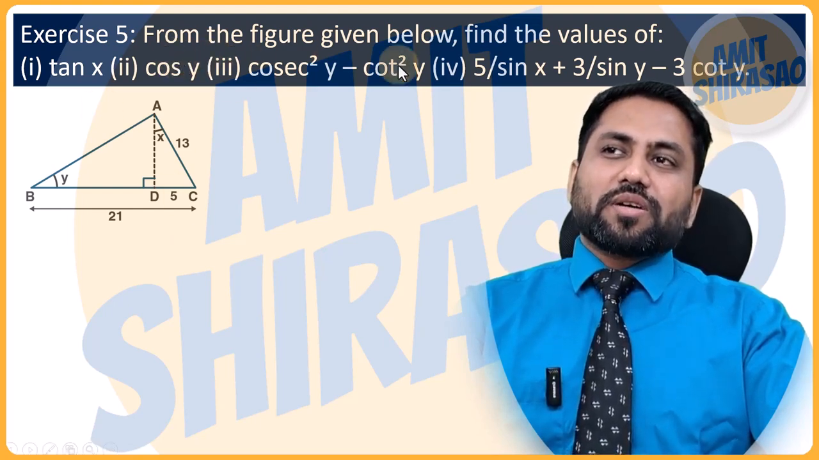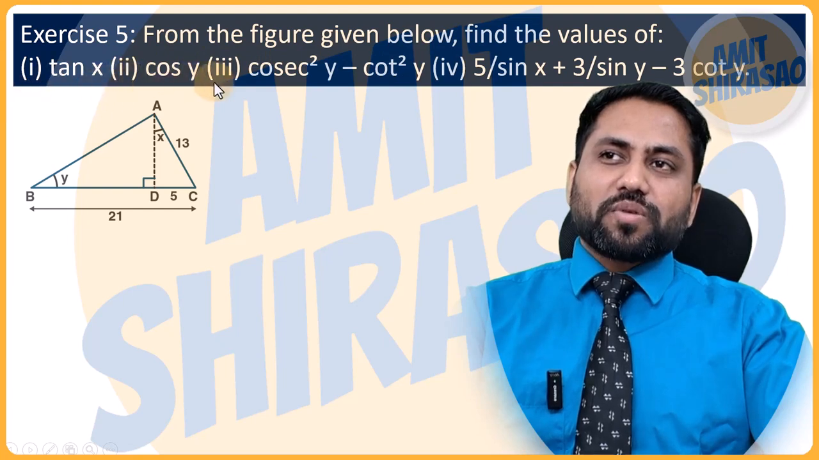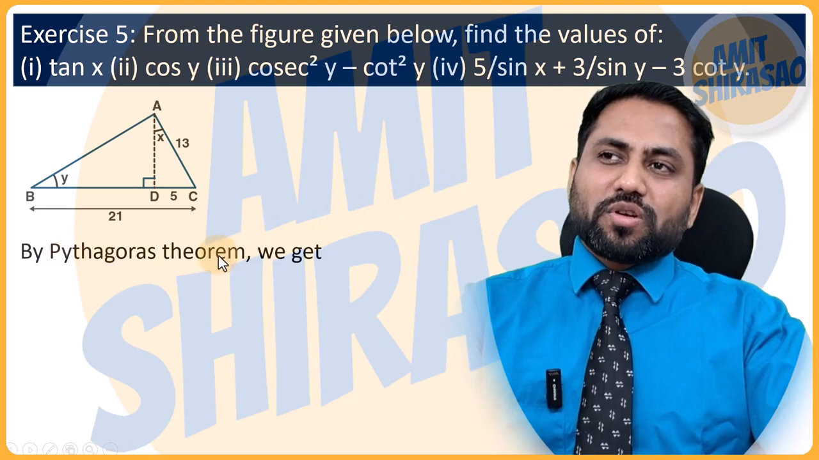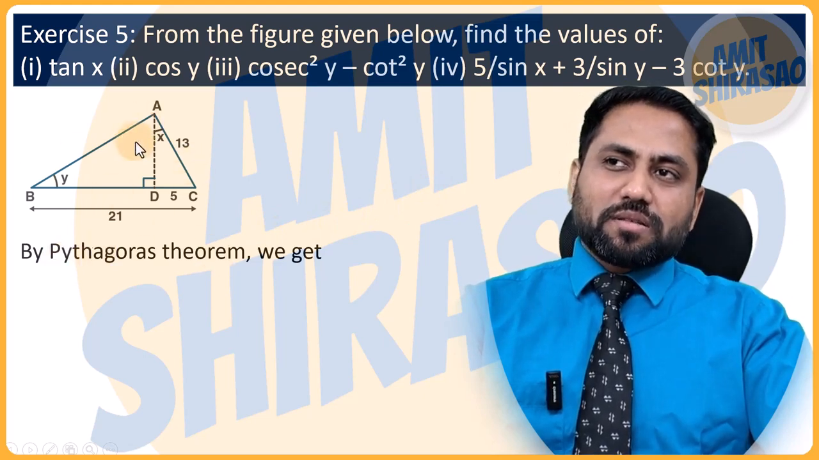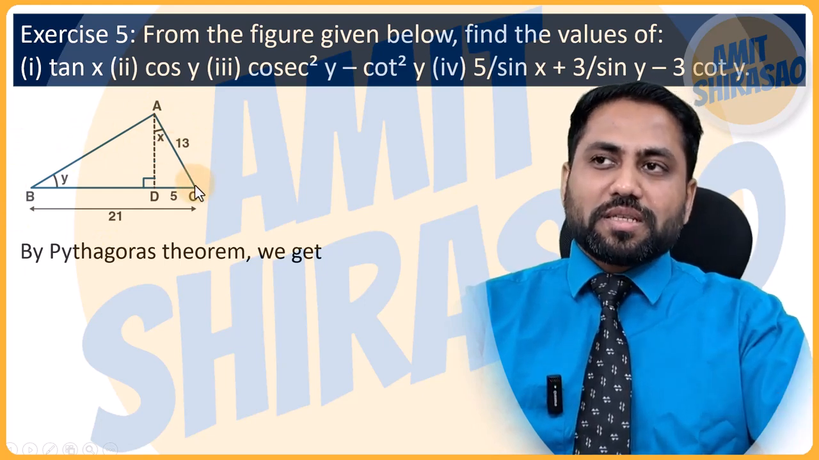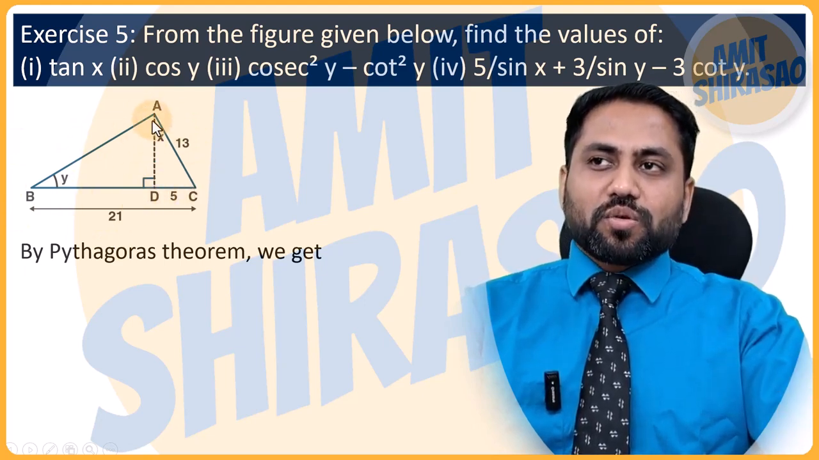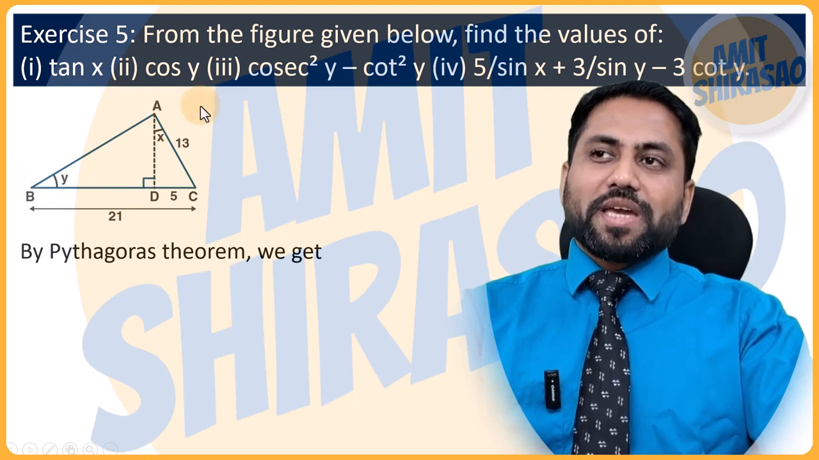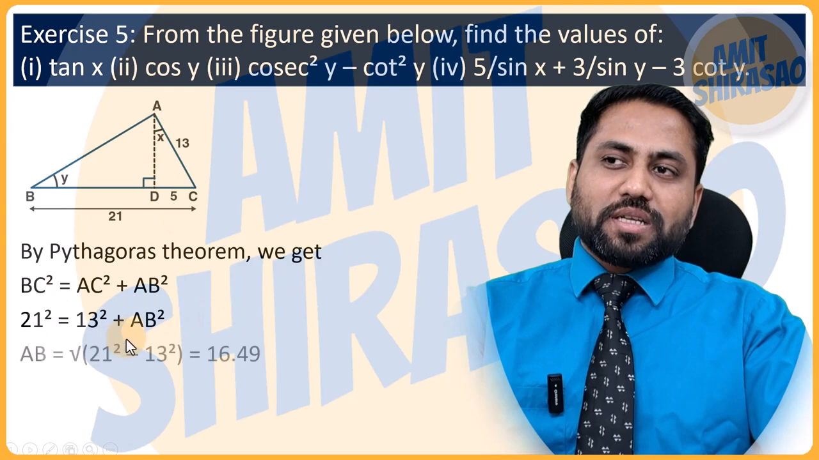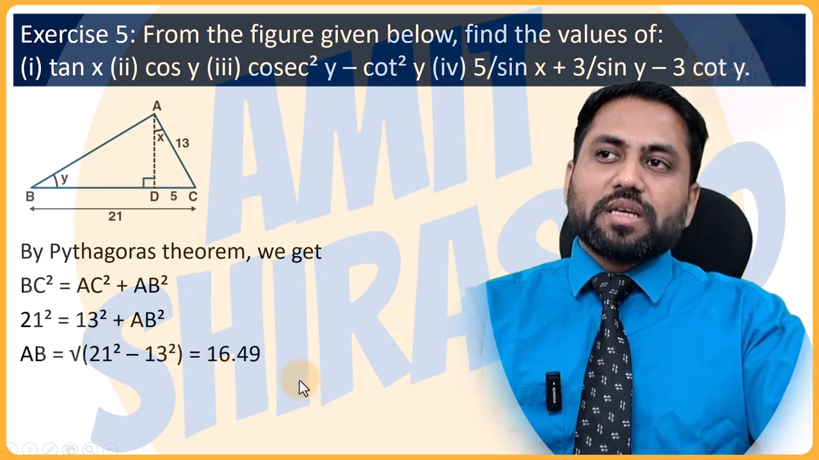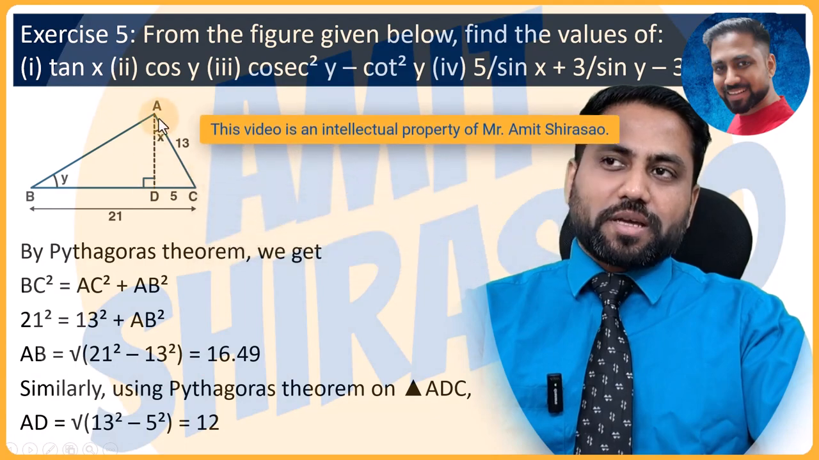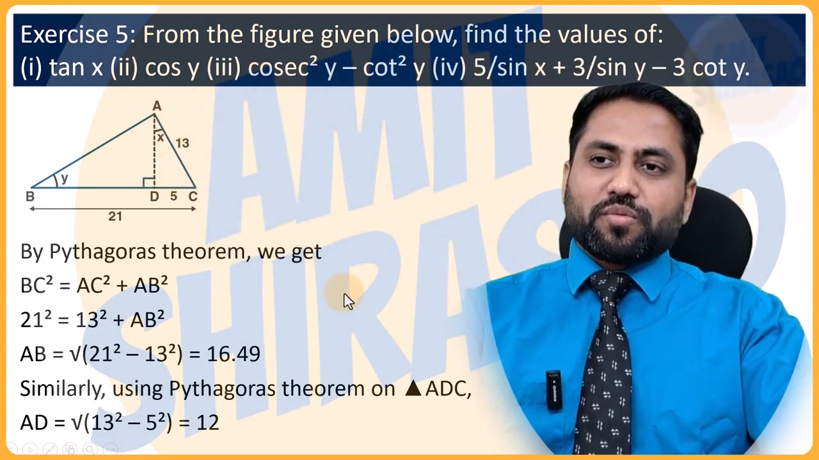If you are asked to figure out the values of tan x, cos y, and so on, how will you do that? First of all, use the Pythagoras theorem and find this side. Find all the sides first. You know this side, this side, this side. You don't know this side and this side, so AB and AD have to be calculated. Use the Pythagoras theorem and find AB. And then AD you will get as 12, because you'll use the Pythagoras theorem on this triangle.